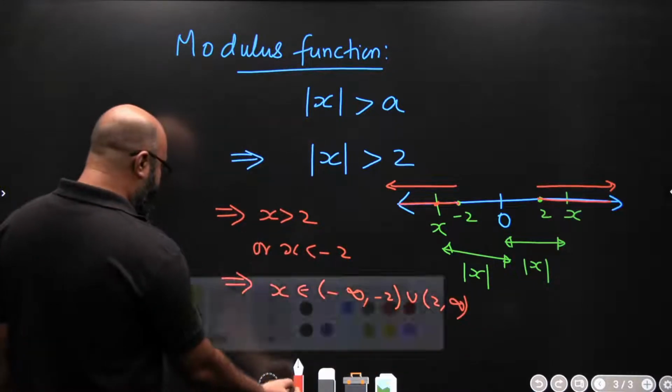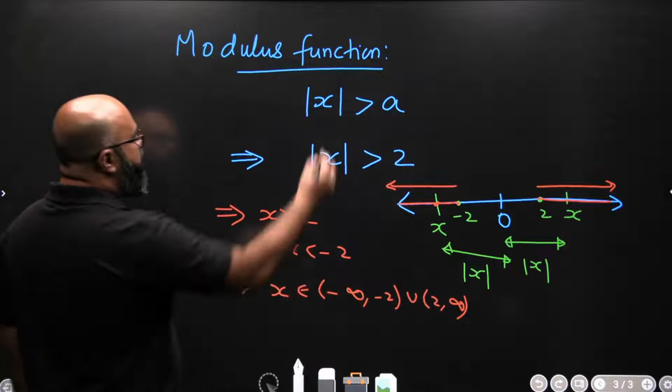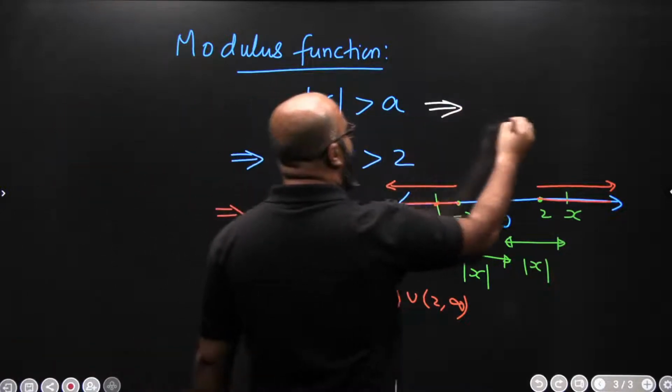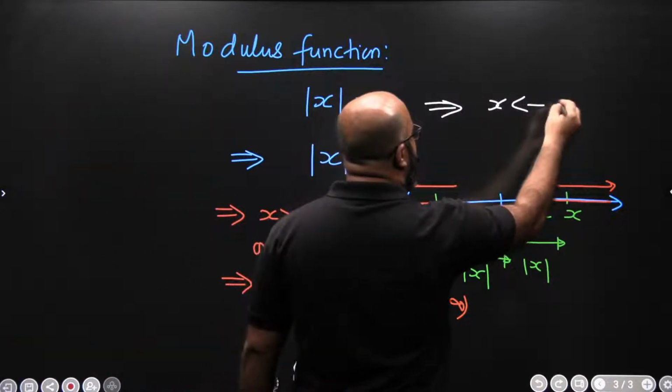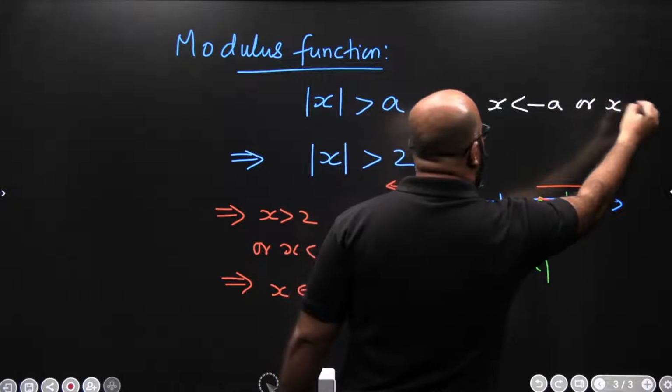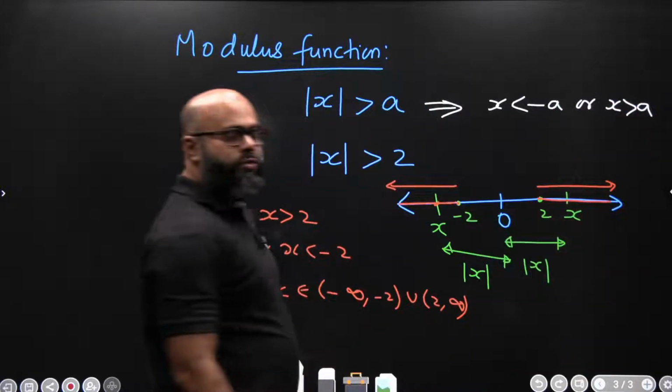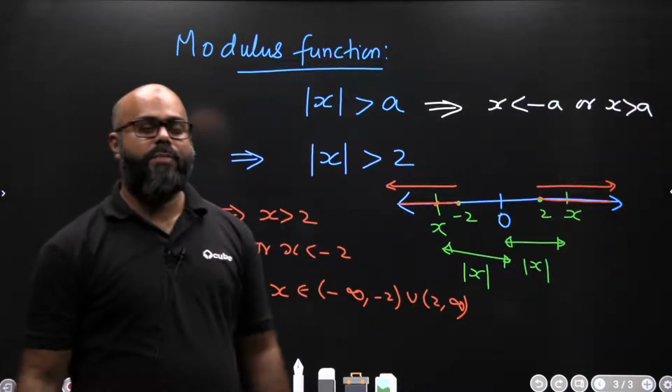So, this is how we write it. Now, if you see here, mod x is greater than a, so you can say that either x is less than minus a or x is greater than a. This is what we have understood from this example. So, in this example, we have seen this.